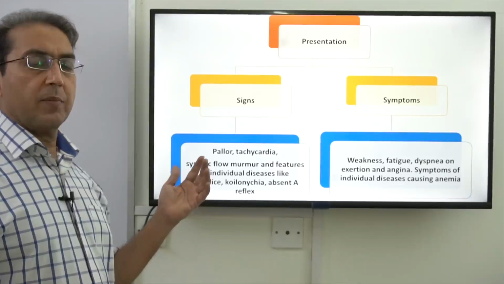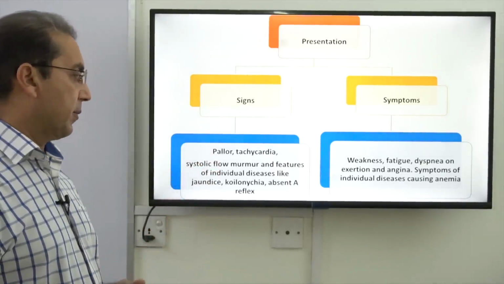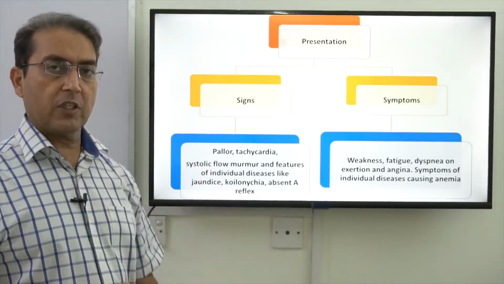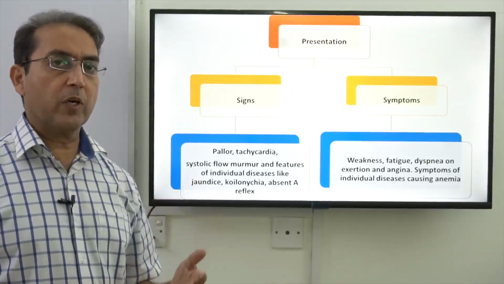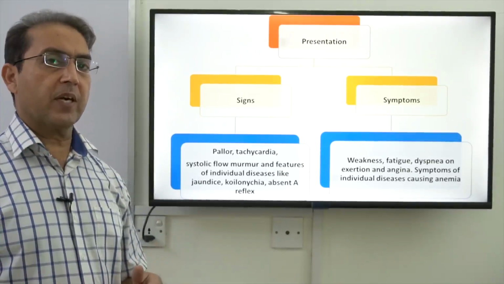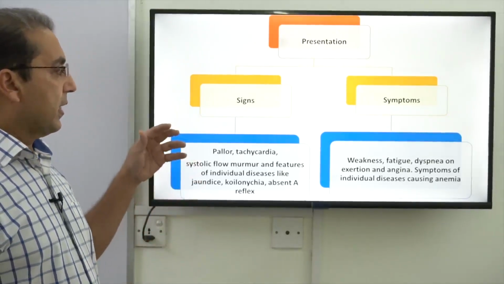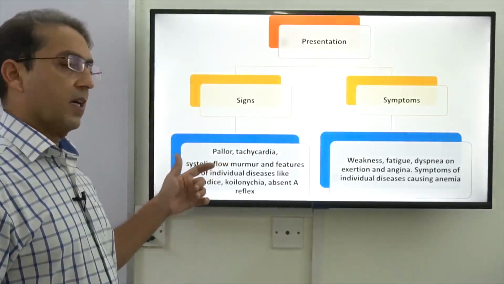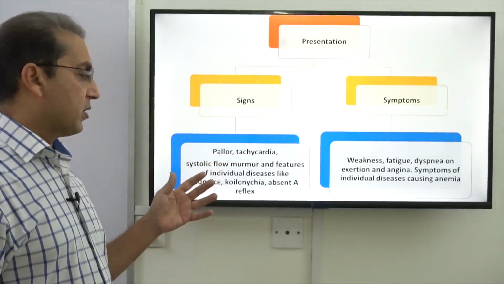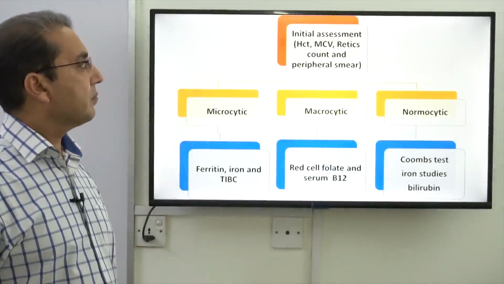For example, there may be jaundice because of the hemolytic anemia, there may be koilonychia in iron deficiency anemia, or there may be absent ankle reflexes in cases of B12 deficiency anemia. So the patient may have peripheral neuropathy. So examination for anemia generally shows the patient has pallor, there may be tachycardia, and there are flow murmurs. And then we may have signs of individual disorders.